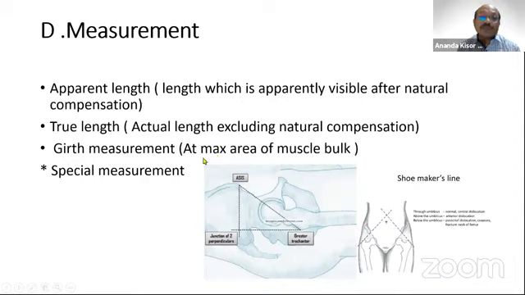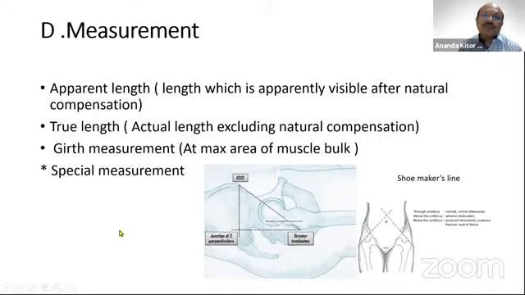Next is the girth measurement. That is the maximum area of the muscle bulk. We have to ascertain it on the normal side first, and mark the point. Suppose in the upper third of the femur on the normal side, the point of maximum muscle bulk is 10 centimeters from the anterior superior iliac spine. Then on the affected side, we examine the same area. There are also some special measurements, of which the most important is Nelaton's line.